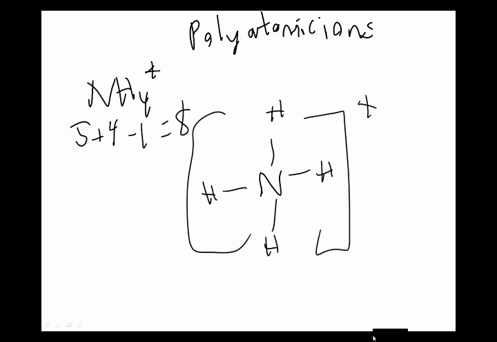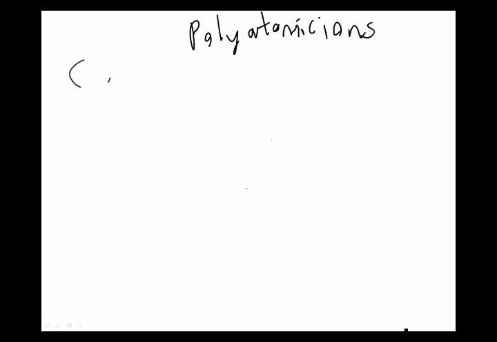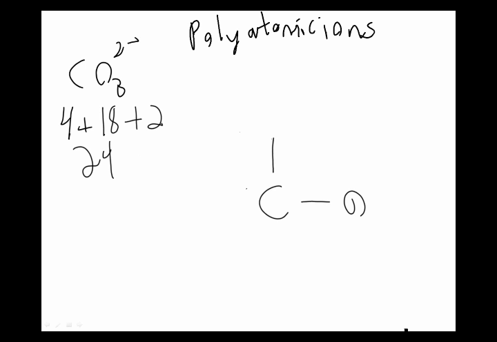Okay, let's try carbonate, and then we'll kind of be done with it. So carbonate is this. So I've got 4 electrons from the carbon. Oxygen, each one is 6 times 3 is 18, plus 2 is 24. So carbonate is simply this. And then what I'm going to do is I've already used up 2, 4, 6 valence electrons, 8, 10, 12, 14, 16, 18, 20, 22, 24.